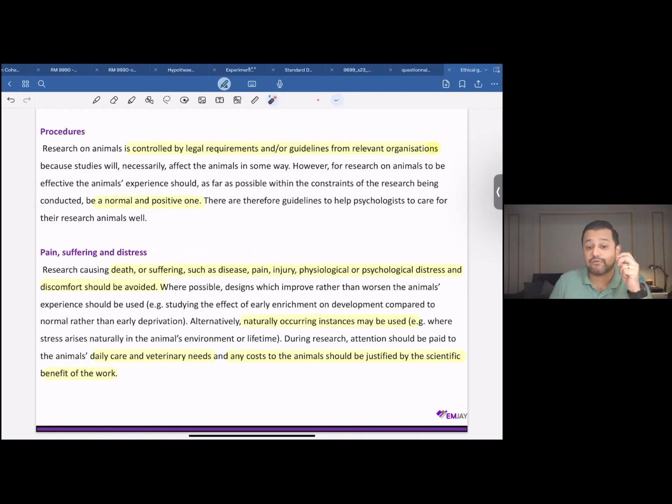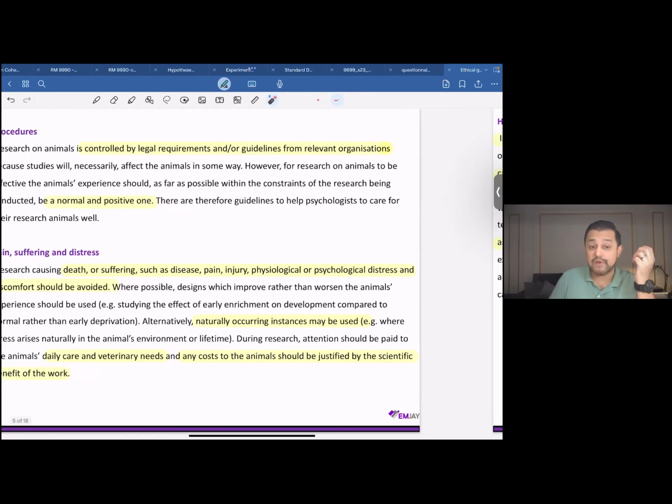For example, studying the effect of early enrichment on development compared to normal, rather than early deprivation. Alternatively, naturally occurring instances may be used, for example, where stress arises naturally in the animal's environment or lifetime. During research, attention should be paid to the animal's daily care and veterinary needs, and any cost to the animals should be justified by the scientific benefits of the work. So try not causing them any sort of pain, suffering, or distress. If you have to, then it had better be justified in terms of the scientific gain that you get from that research.